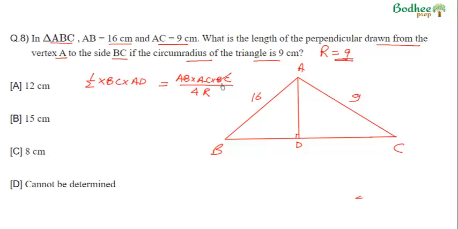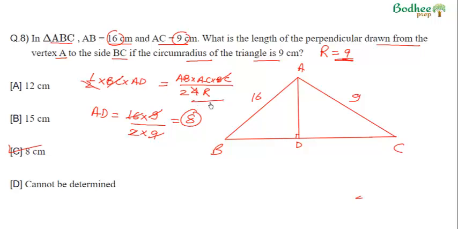So clearly we can see that BC will be cancelled out, and we have the value of AB which is 16, the value of AC which is 9, and the value of R which is also 9. So we can clearly substitute here. This will also go out by 2 times. So the length of AD would be equal to AB, which is 16, into AC, which is 9, divided by 2 into 9. So this will get cancelled out, and this will also get cancelled out. So the answer is 8, which is option C. Manageable question. Only if you know this formula and how to use it, you can solve it within a minute.